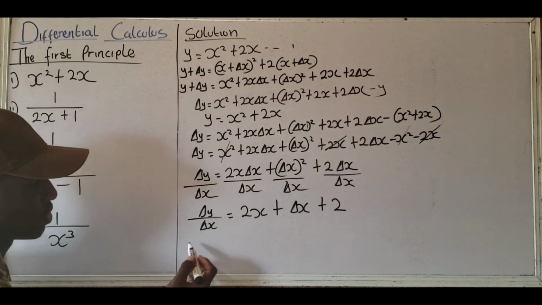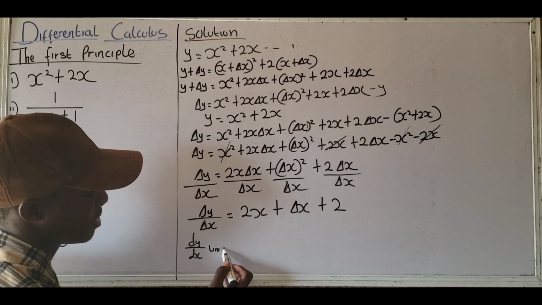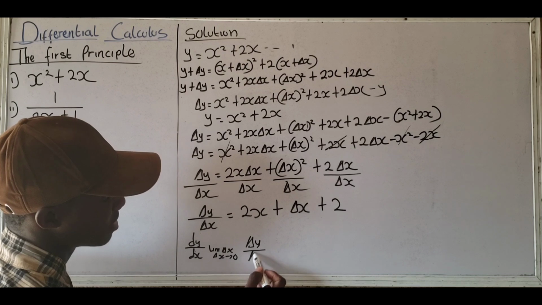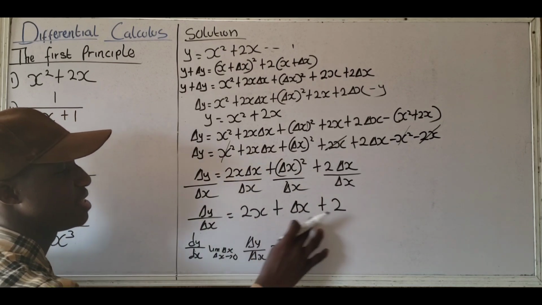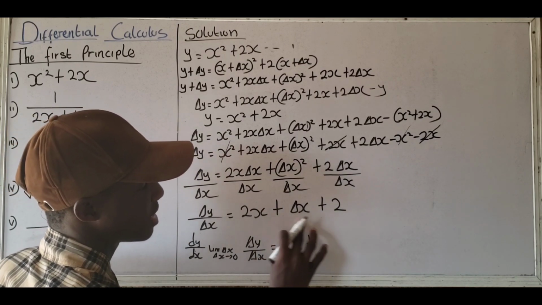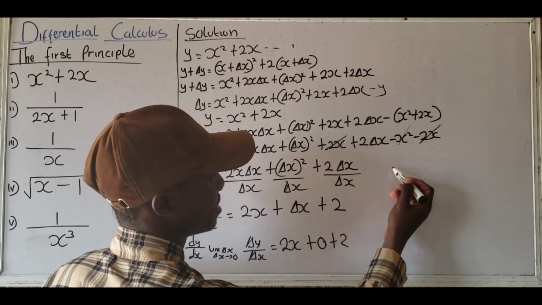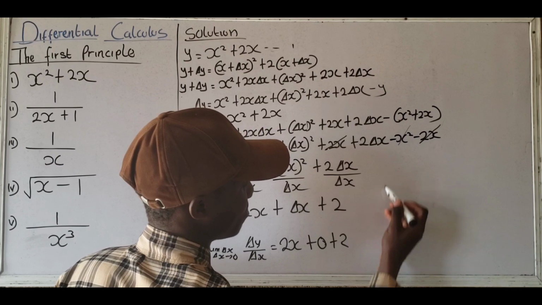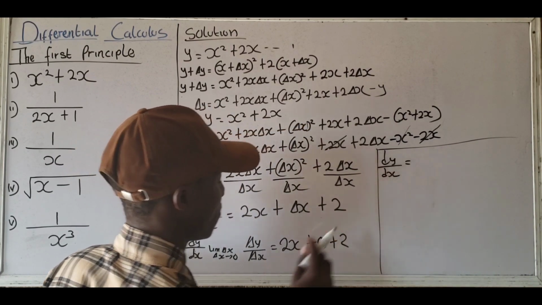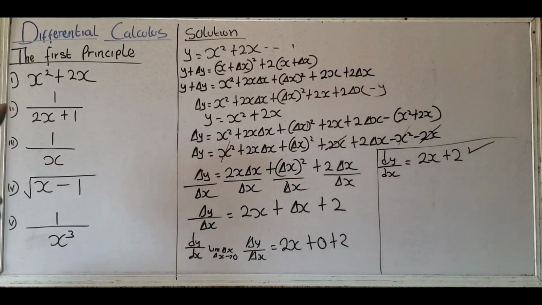Just pay attention. Look, dy all over dx is the limit as delta x tends to 0. That means I'm going to have delta y all over delta x equals, now anywhere I see delta x, I'm going to replace it with 0 in this equation. You can see I'm having 2x plus, now we have delta x here, so I'm going to have plus 0 plus 2, okay? So the derivative of the function, that is dy all over dx, equals 2x plus 2, you can see. So that is the final answer to that question.